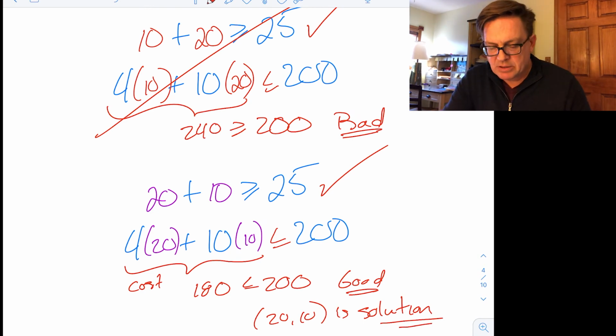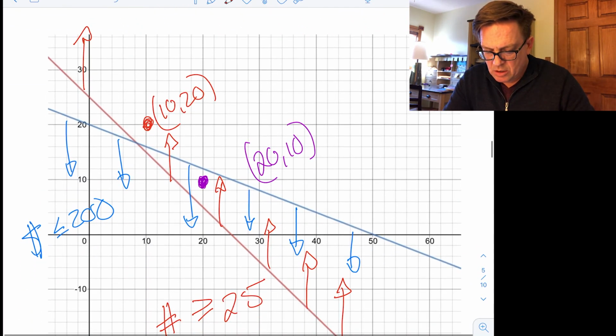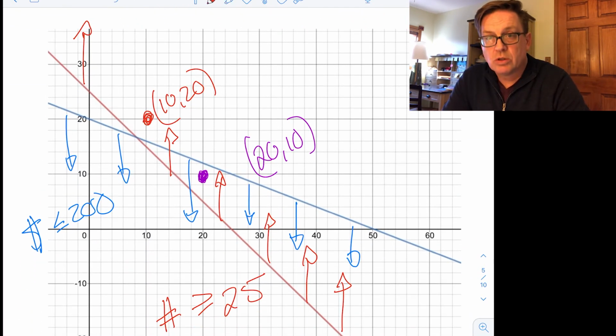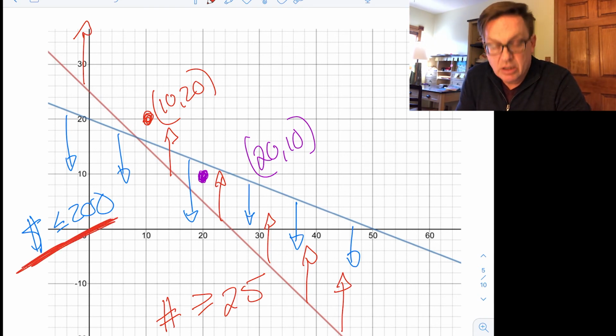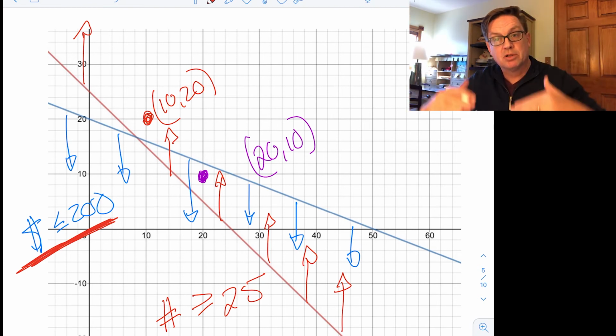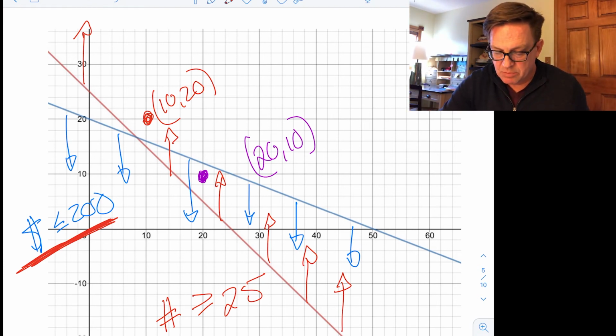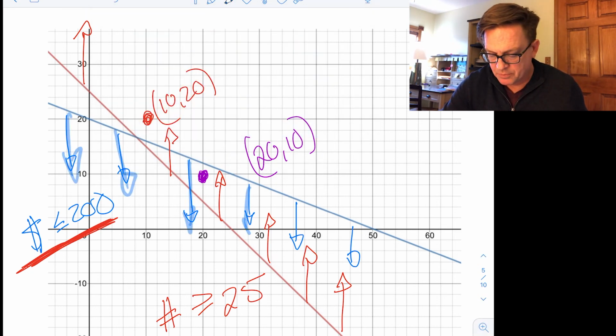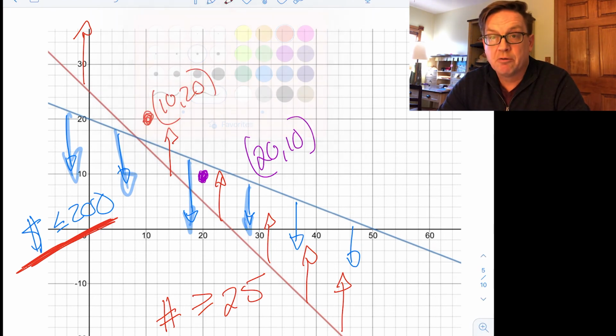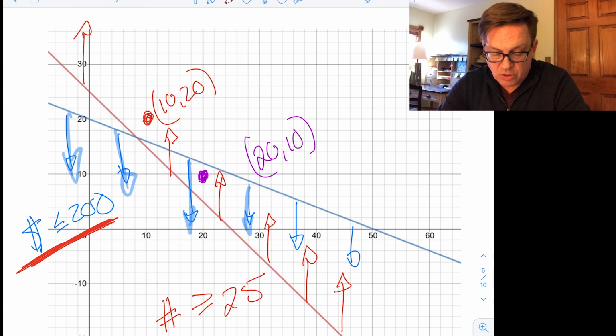Let's look at what happens on the graph as you do that. One of the things we'll talk about is the blue line is her cost, and you want the cost to be less than 200. So your points should be below the blue line, down here below that blue line. But the red line is the number of photos that she wants to do. So you want it to be at least the red line, so above the red line.